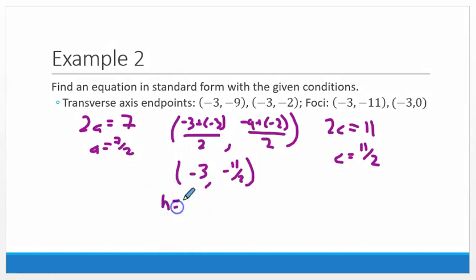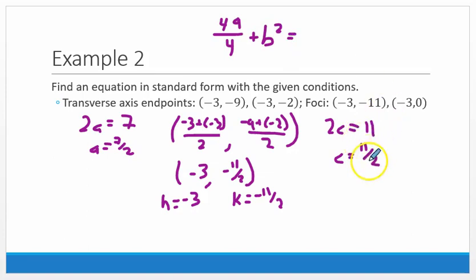So now we know h is -3 and k is -11/2. The only thing we're still missing is the b value. So we can go back to using our a squared plus b squared equals c squared. So a squared, in this case, just multiply straight across for the fraction. 7 times 7 is 49. And in the denominator, 2 times 2 is 4. So this plus b squared will equal c squared.